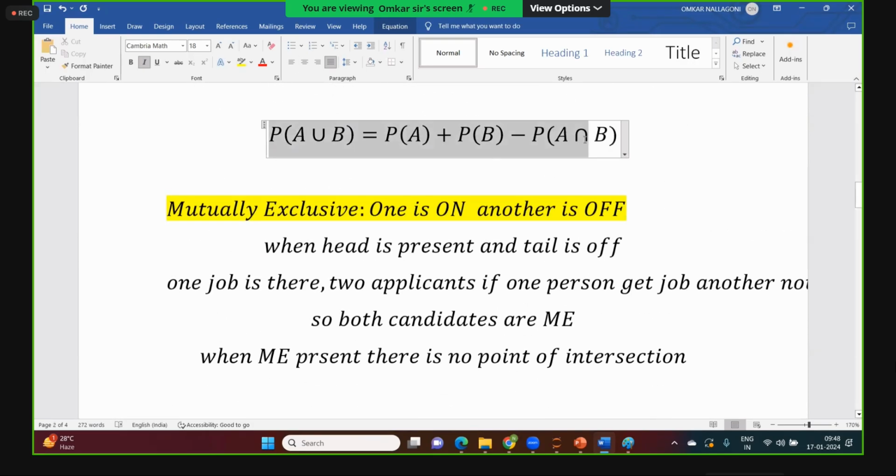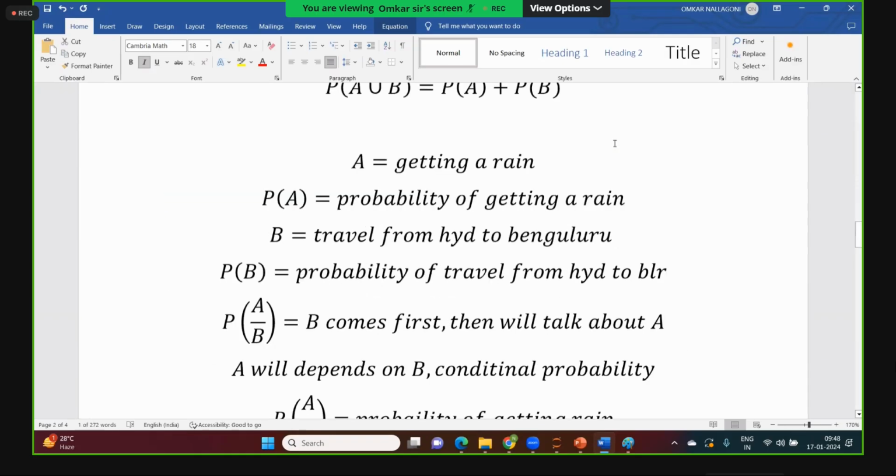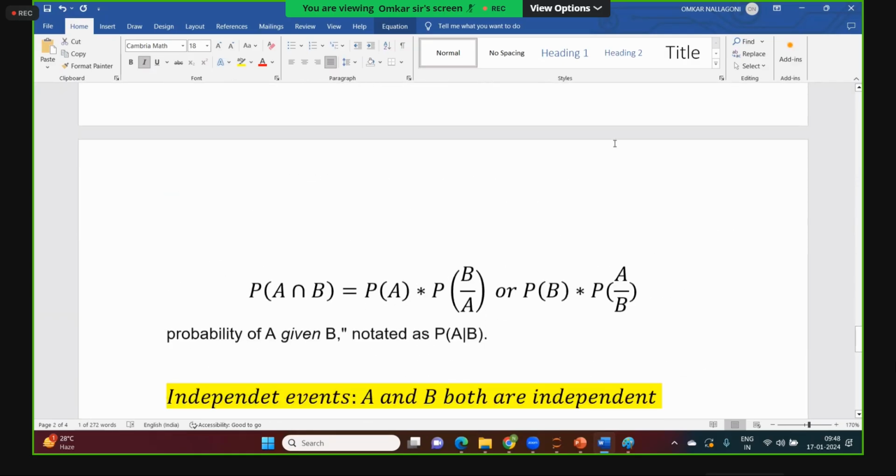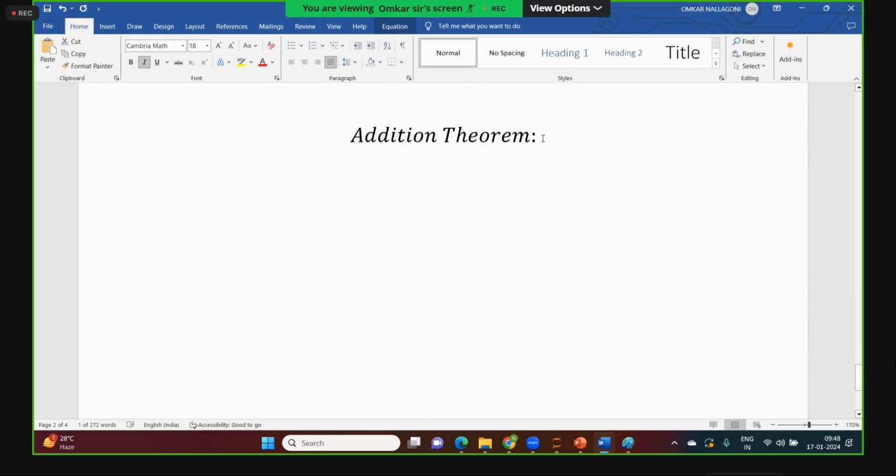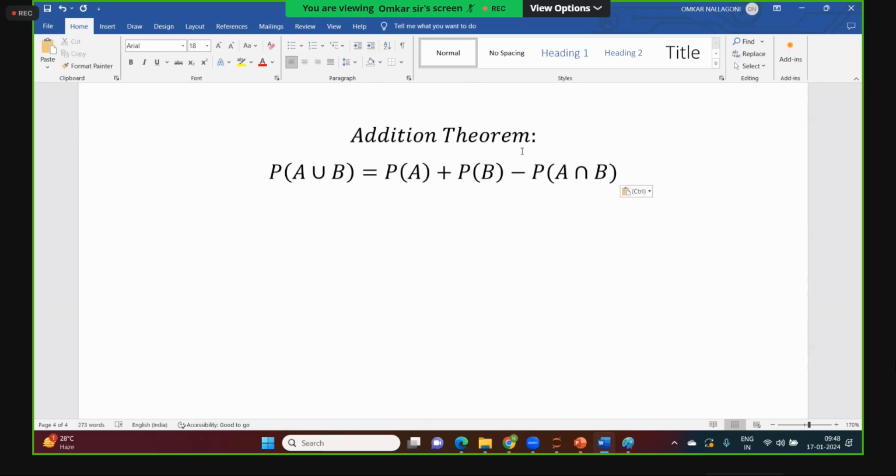P of A and B. This is the addition theorem. And what is the special case in this? Very good. The special case is mutually exclusive events. They will ask this in interviews: what is the special case of the addition theorem, and reverse, what is the special case of the multiplication theorem. So you need to tell the formulas. Mutually exclusive is the special case, and the formula will be like this.